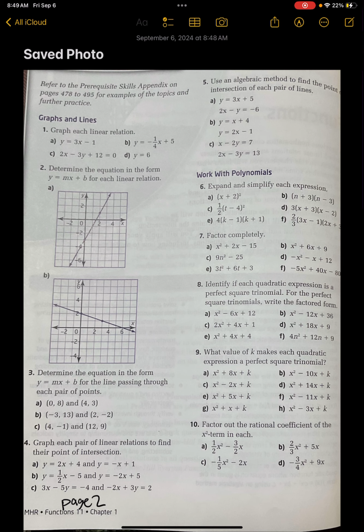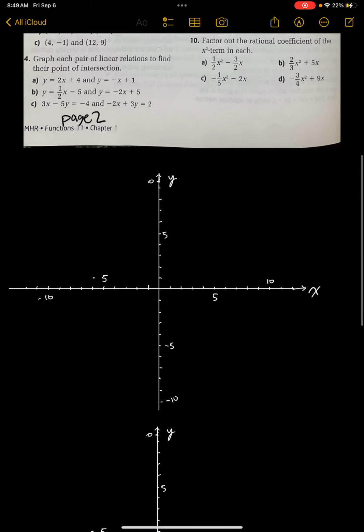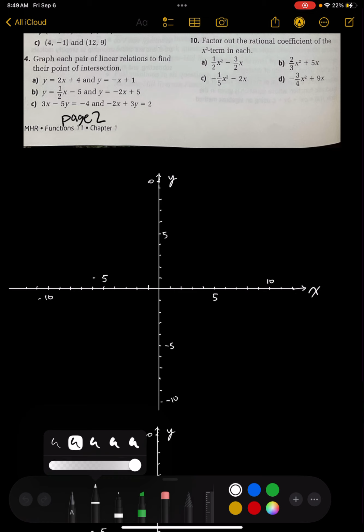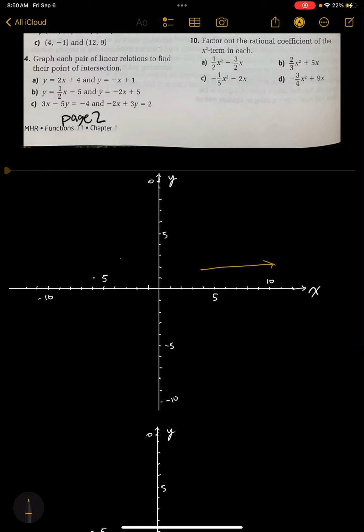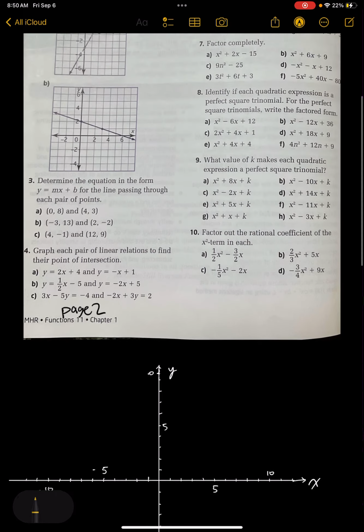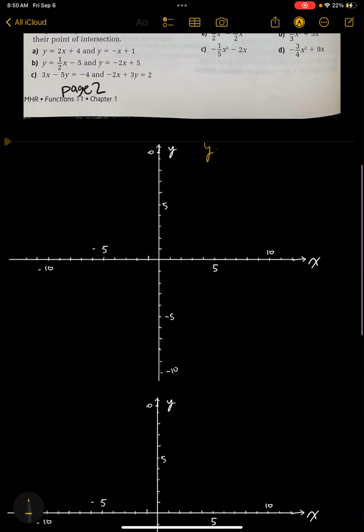So y equals 3x minus 1. And it says to graph it. Graph each linear relation. So we're going to do each linear relation. Now you always start with the x and y axes. Positive goes on this side, negative goes on that side, positive goes up, negative goes down, just as a review. What we're going to graph is question 1, y equals 3x minus 1.